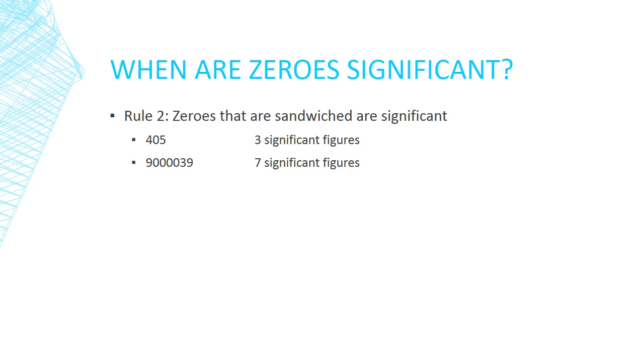This number, although there's multiple zeros, they're still all sandwiched between the 9 and the 3. So all of these zeros are significant. So that'd be 7.